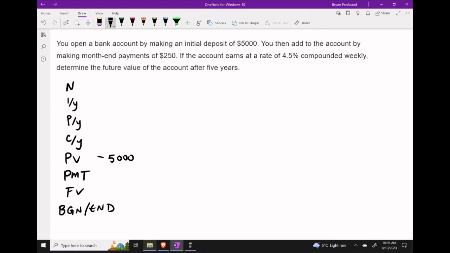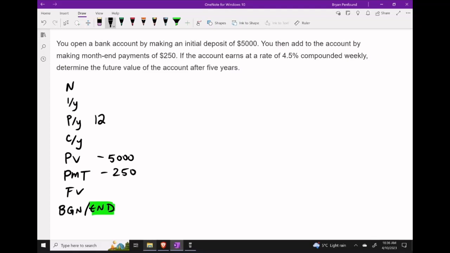We're then going to add to the account by making month-end payments of $250. So obviously our payment size here is going to be $250. I'm going to put a negative sign here because I'm going to pay the bank at these particular time steps. We are given some information about the type of annuity we have. We have an ordinary style annuity because we're making month-end payments. So we do need to make sure our calculator is in end mode. And then finally, we're given the number of payments per year. So we have 12 payments per year.